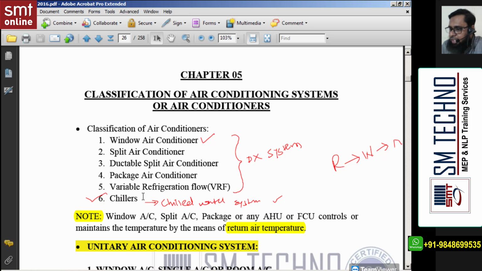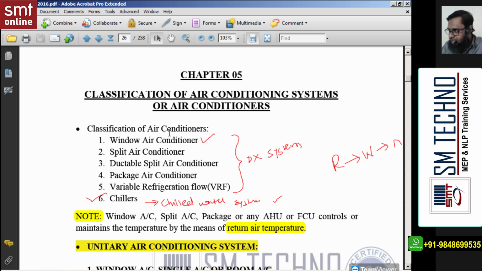Why? Because for selection we require the capacity, the tonnage, to select the machine. So this can be done only after completing load calculation. So chapter 5 and chapter 8 are interrelated. In chapter 5 we are learning the different types of system, how the system works, the cycle involved, the advantages, disadvantages, appearance, size, capacity, etc. So if you know all this, then we'll deal with the load calculation.